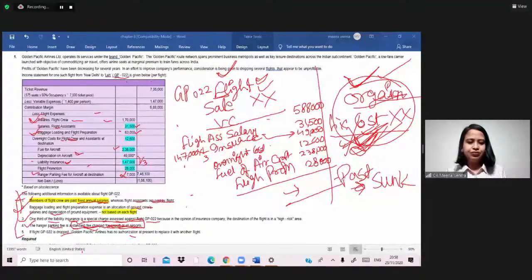This is clear to all of you? Always remember, whenever we are doing a question related to relevant cost decision making, we will not consider the sunk cost. We will consider the cost of a particular proposal. This is a particular proposal, whether the organization should drop this flight or not. So we will consider only those costs which are related to this particular proposal.